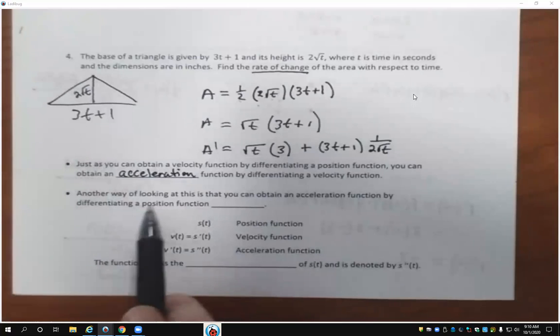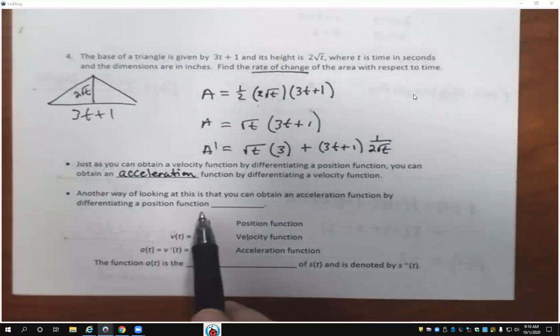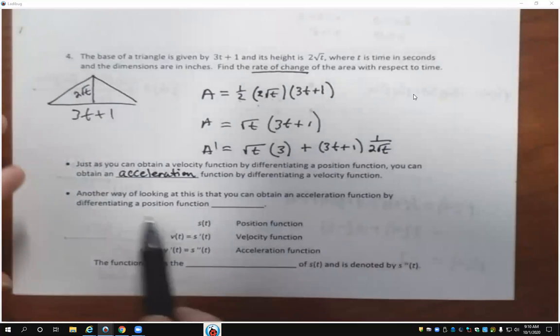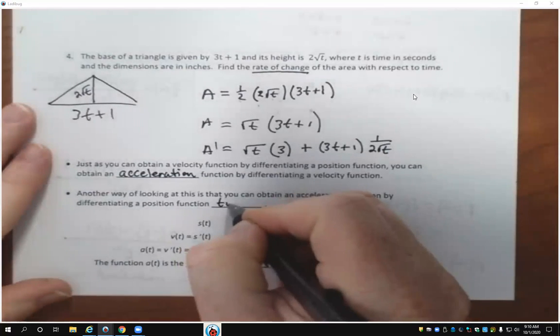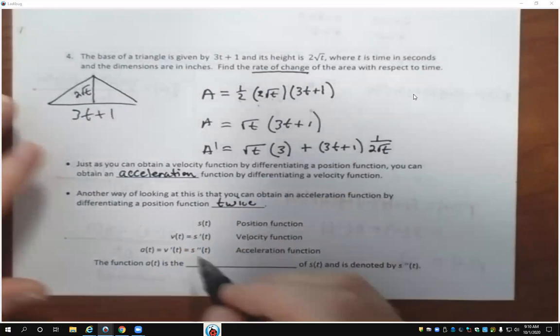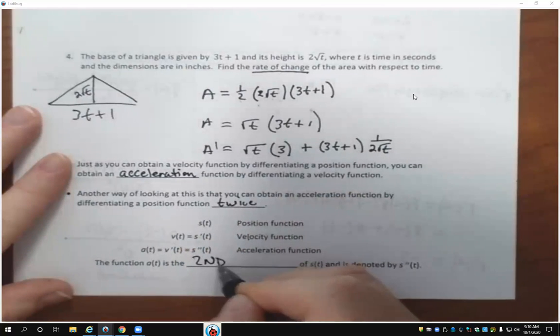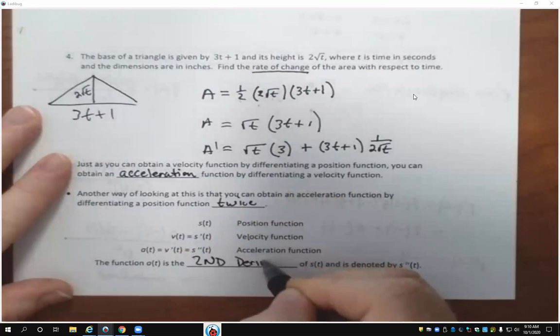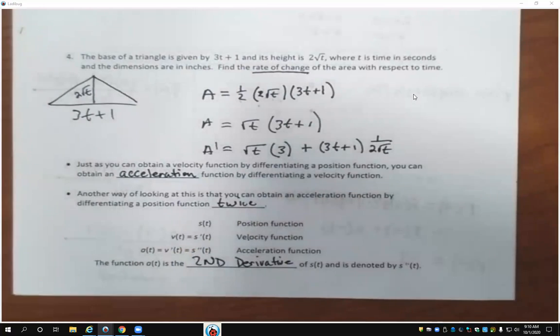Oh, I skipped this fill in the blank, didn't I? Another way of looking at this is that you can get acceleration by differentiating position twice. And acceleration is also called the second derivative of position. And second derivative is denoted by two little tick marks up there.